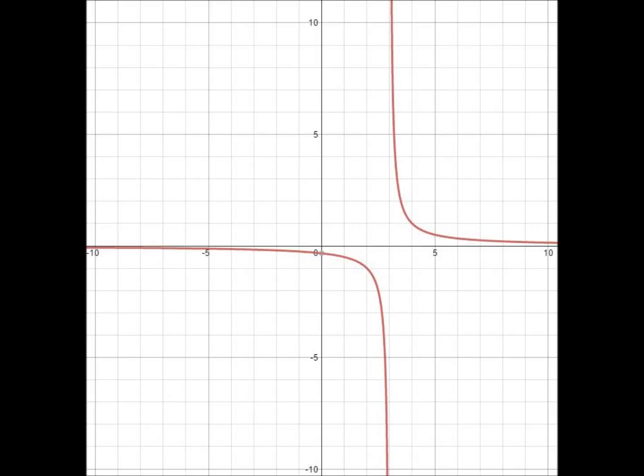The remainder of this long division is 9. 9 can never equal 0 under any circumstances, meaning that there is no crossing point for this asymptote.